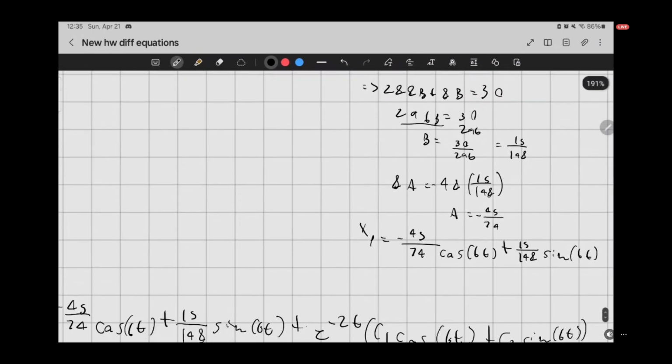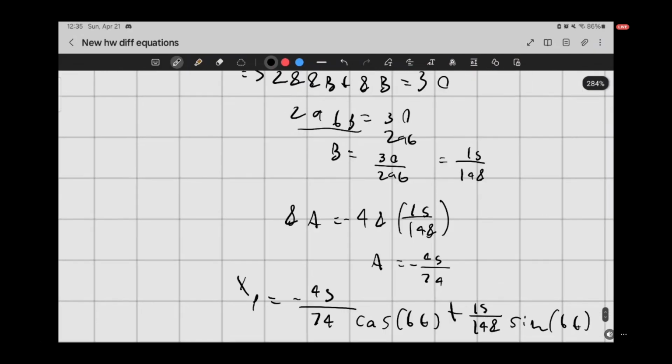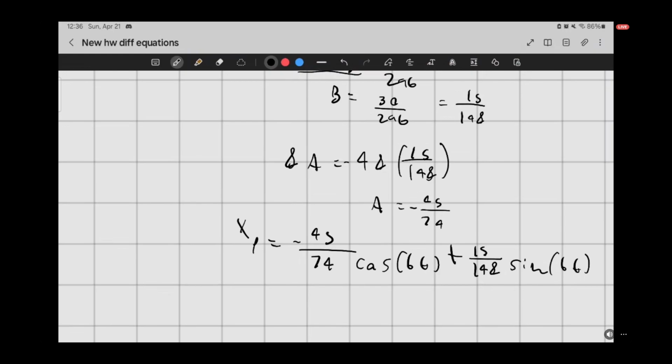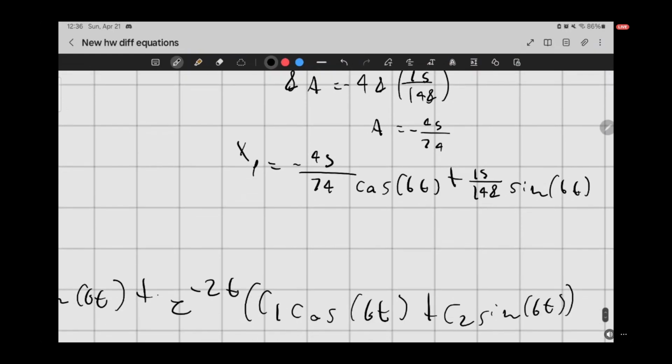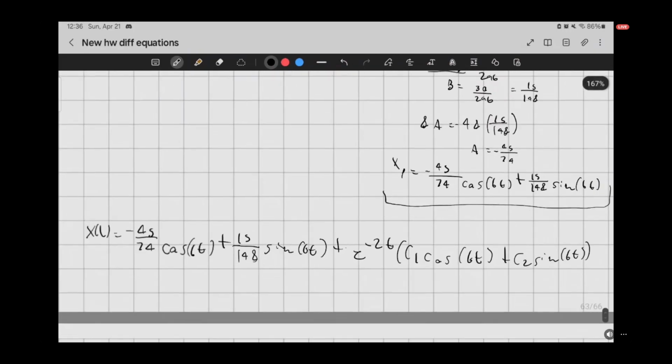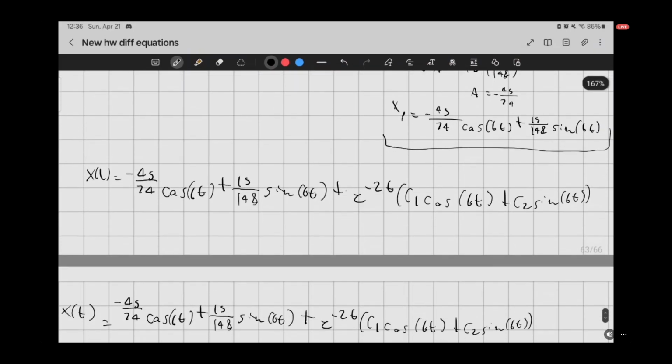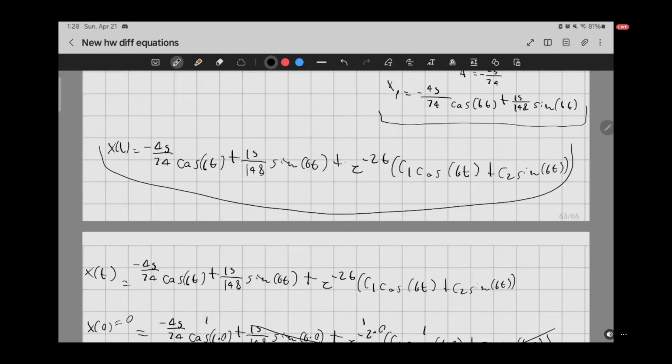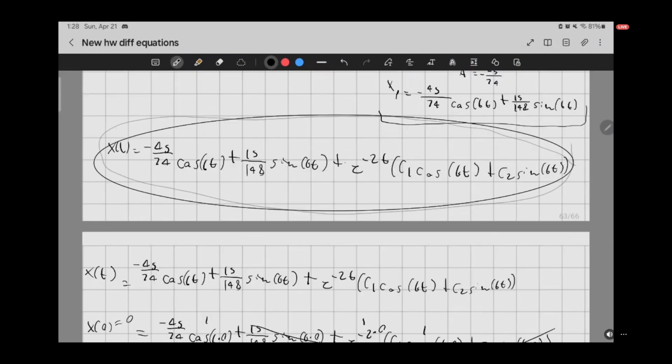And once we solve all of that, we should get b equal to 15 over 148, and we should have a equal to negative 45 over 74. And once we do that, we get our particular solution. Then we can plug it into our general solution. So this will be our general solution.